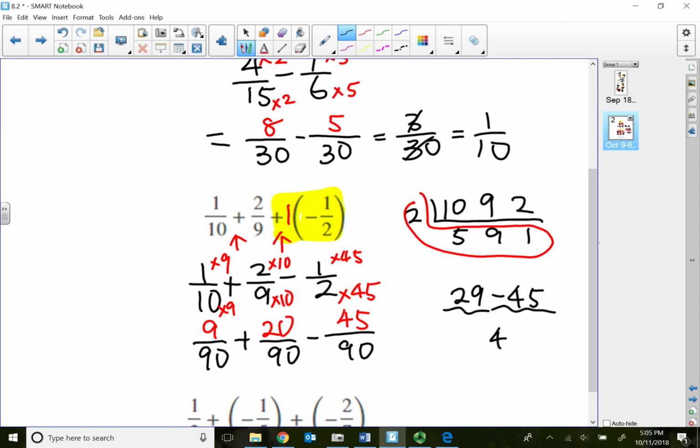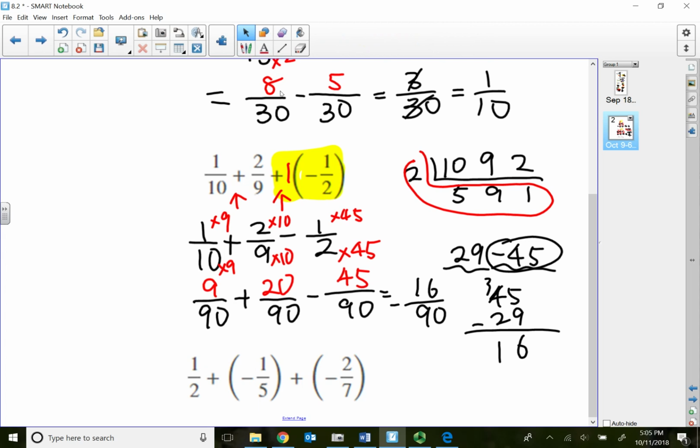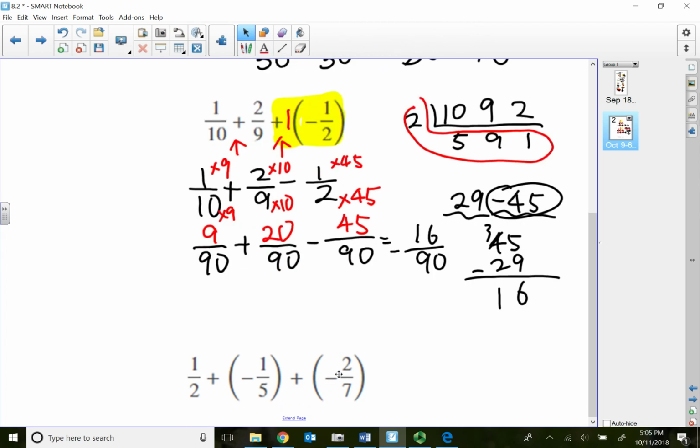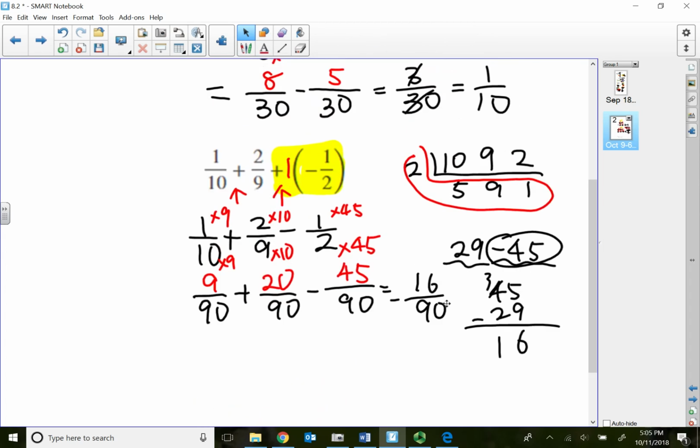So normally 45 subtract 29 is going to be, this is 15 minus 9, which is 6, and 3 minus 2 is going to be 1. So that gives me 16 over 90. Would it be positive 16 or negative? Well, since I got more negative term, that will be negative 16 over 90. All right, I believe I can reduce this. If I reduce by 2, that will give me negative 8 over 45. That will be my answer.